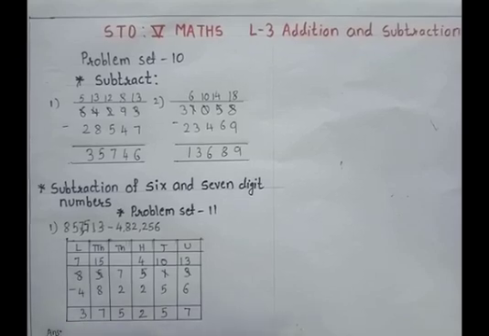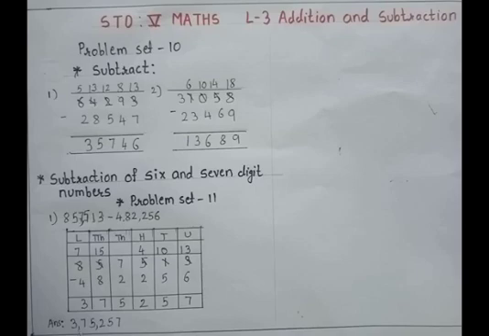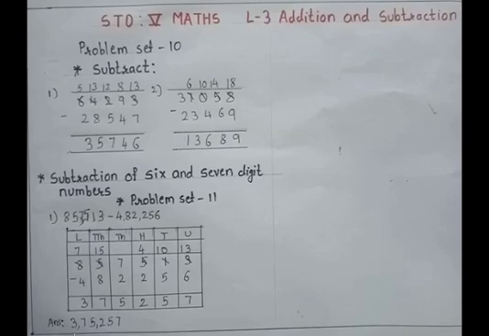So what is our answer? Write it down below. First you write down the number and then put commas. You have to put a comma after the thousand place and after the lakh place. So what is your answer? 3,75,257.